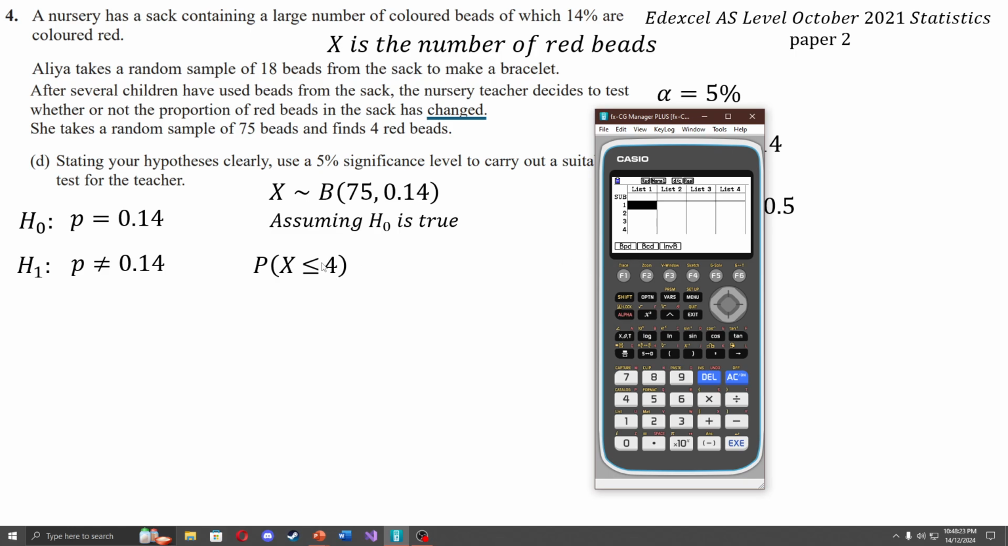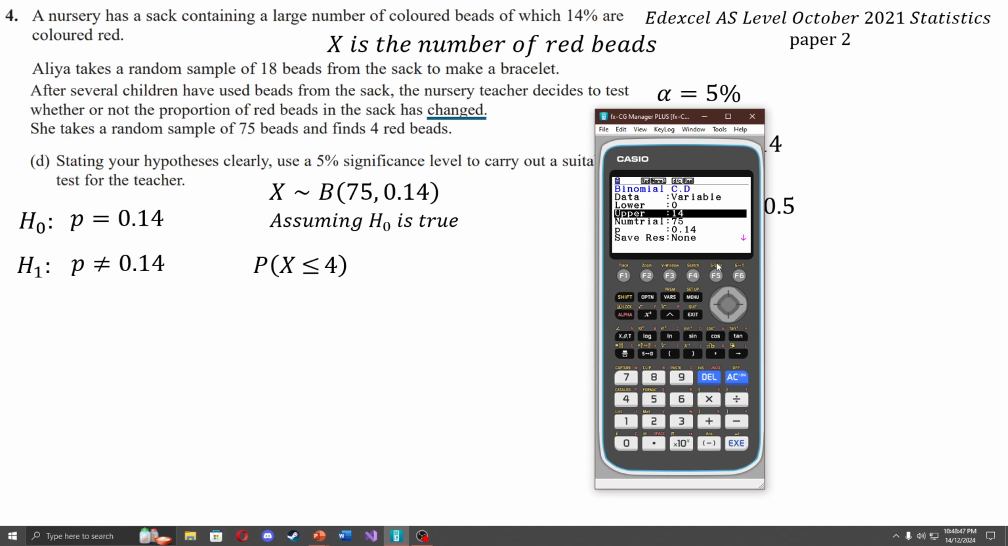We're looking for a cumulative distribution, so we're adding up 4 plus 3 plus 2 plus 1, because we're looking for the probability of it being 4 or 3 or 2 or 1 or 0. Okay, it's a cumulative because we're adding up the probabilities, so we're going to click binomial CD. Now n is going to be 75, so plug in n is 75.